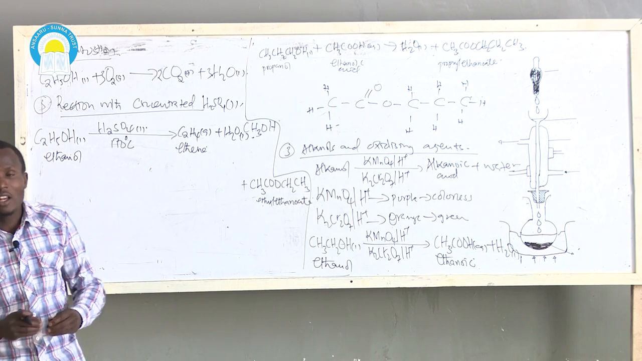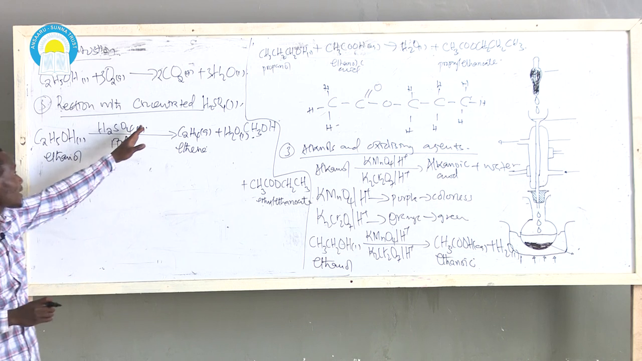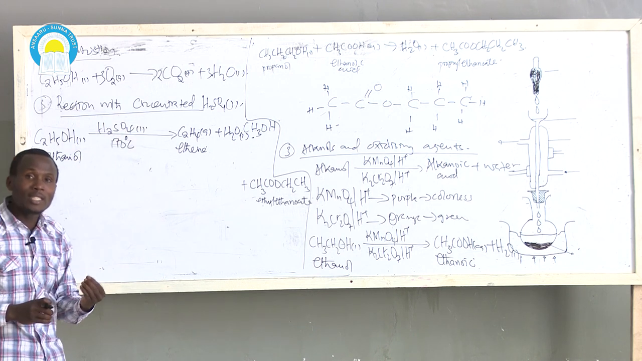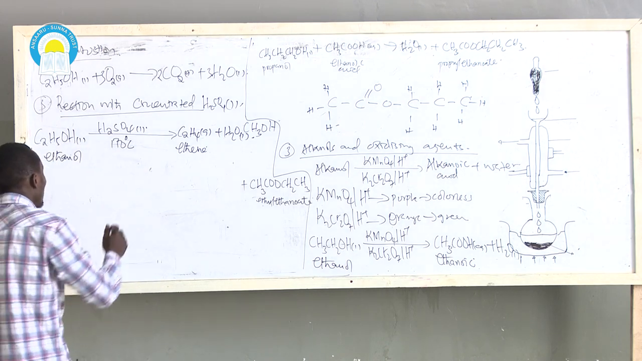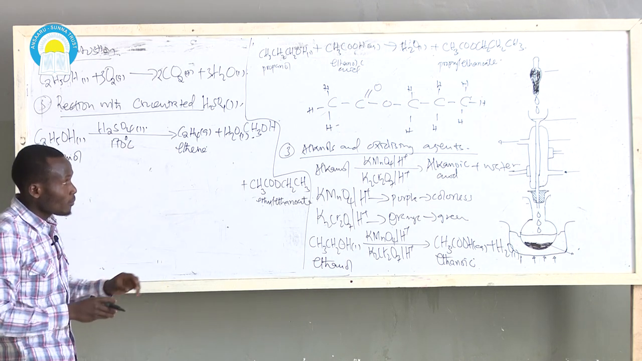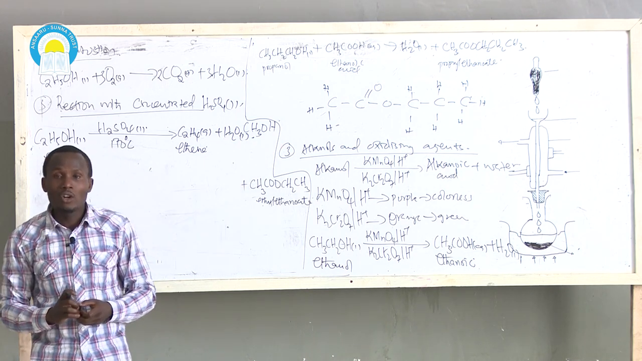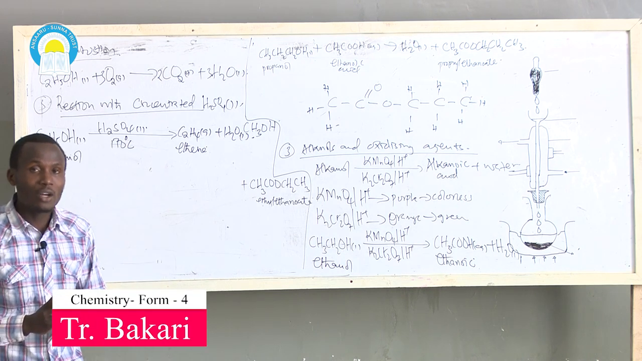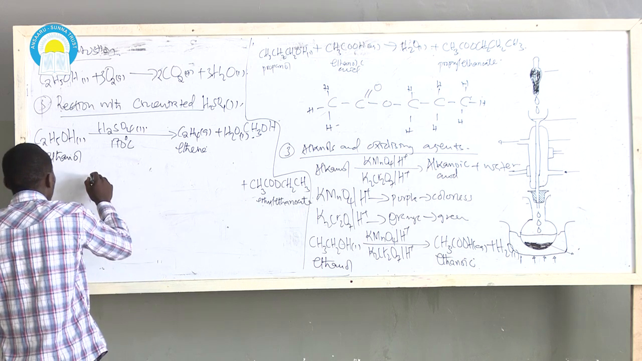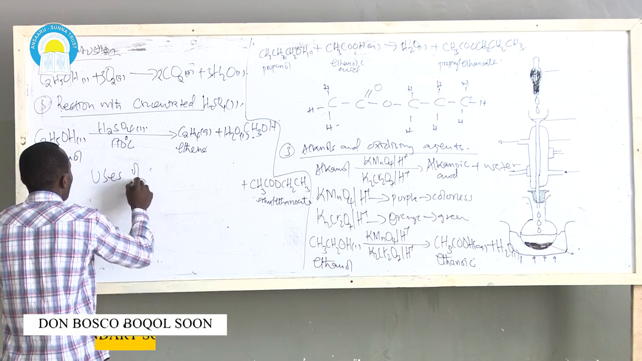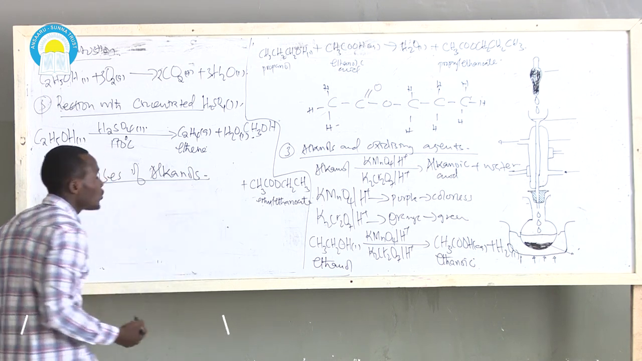Apart from concentrated sulfuric acid, we can also use aluminium oxide, which acts as a dehydrating agent. At the same time, it also acts as a what? As a catalyst during this reaction. So this forms the chemical properties that alkanols undergo. And the last part under alkanols, we can have a look at the uses of alkanols. What are some of the uses of alkanols?